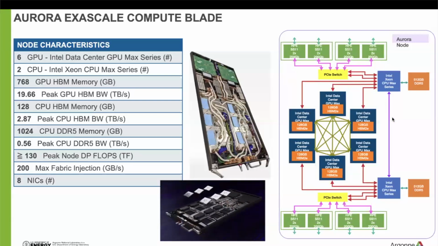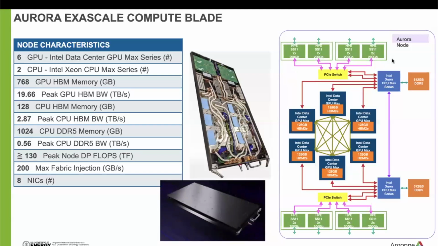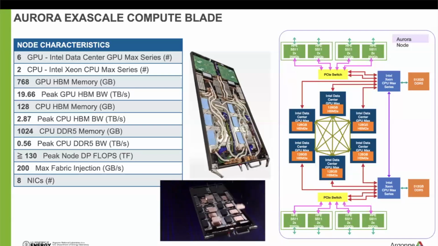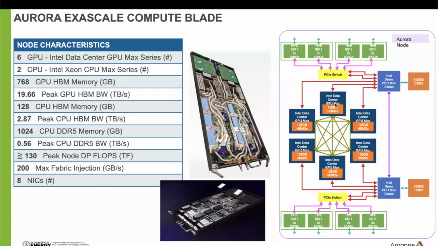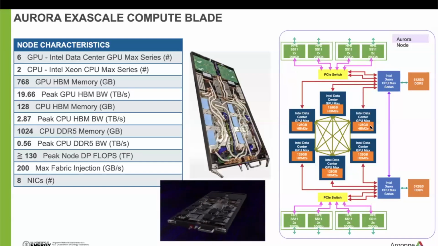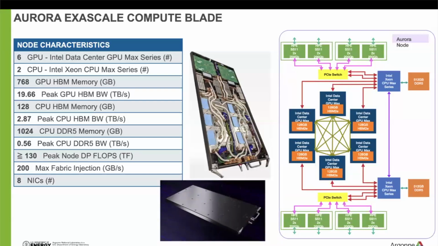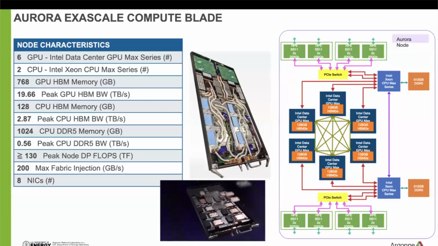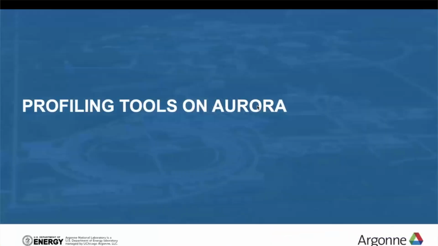From this diagram, you can imagine that Aurora is a really huge system, and even a single node has a lot of different components: two CPUs, six PVC GPUs, and very complicated connections between them. So in order to get the best performance on Aurora, you need to understand how to utilize all the components efficiently. For that, profiling tools will help you out.